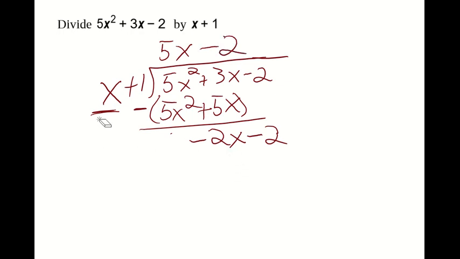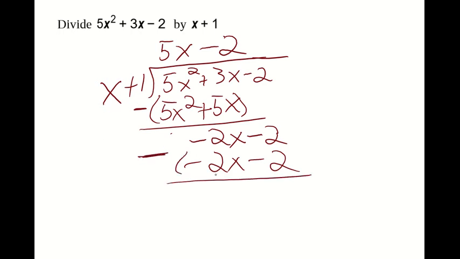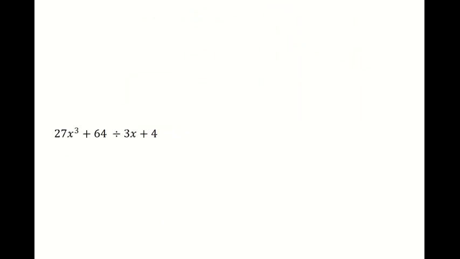So then we take that negative 2, multiply it by our entire divisor. So negative 2 times x, negative 2 times that 1. Then we subtract these. So just like with our long division problems with numbers, we'll subtract this and end up with a remainder of 0. So our quotient is the 5x minus 2, and our remainder is 0. Let's take a look at another one here.